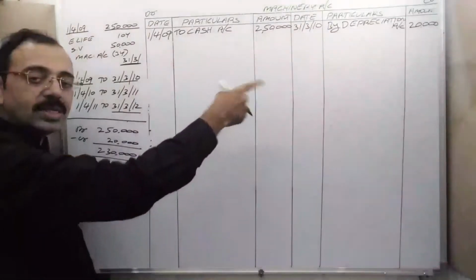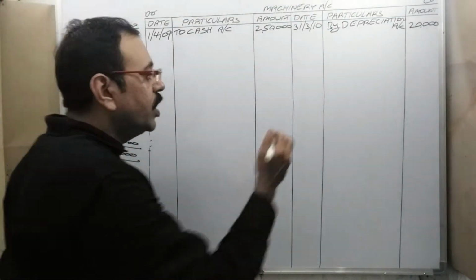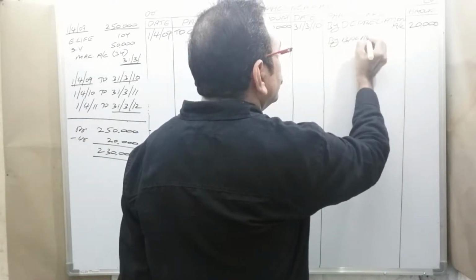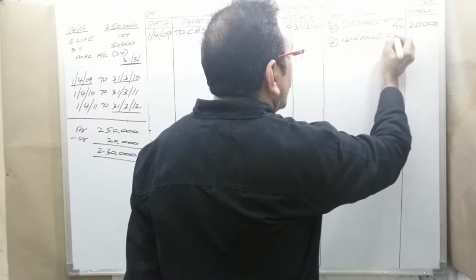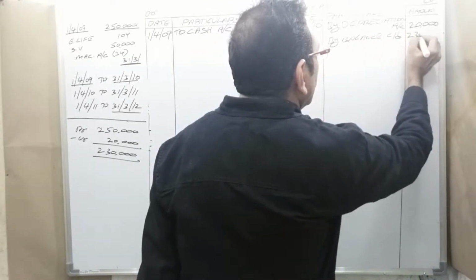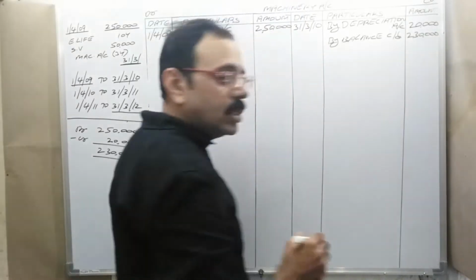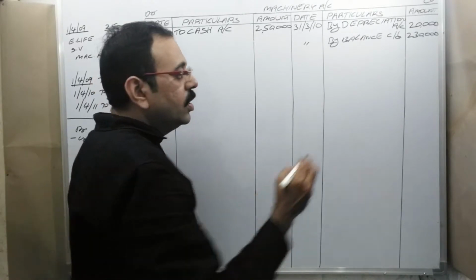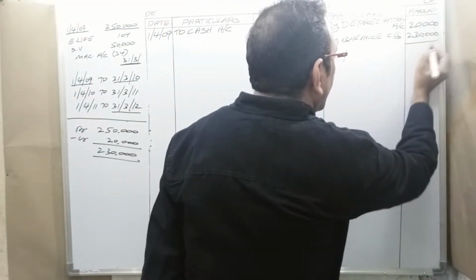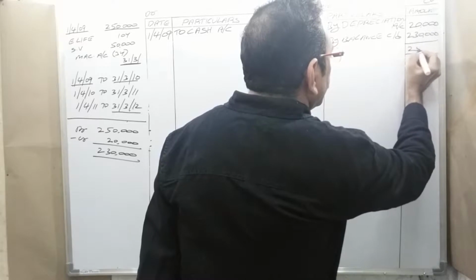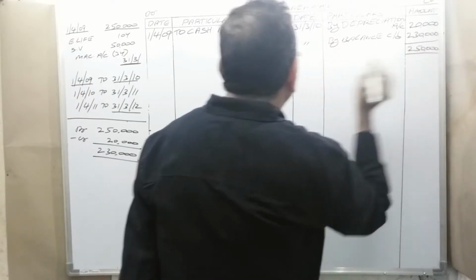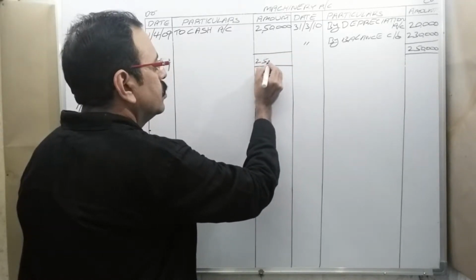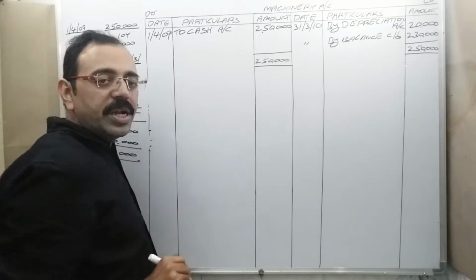Which side we should write this? Which side total is less? That side. So credit side we have to write by balance carried down 2,30,000 rupees. What is the date? Last date of the year. Now two sides, write down the total. So first year is completed.